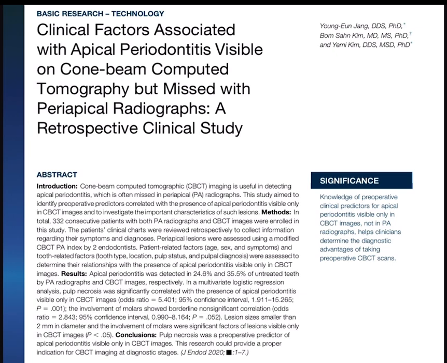And finally, moving on to the conclusion, the first one is pulp necrosis was a preoperative predictor of apical periodontitis visible only in CBCT images, and this research could provide a proper indication for CBCT imaging at diagnostic stages, and this study highlights the importance of CBCT imaging prior to treating our patients.